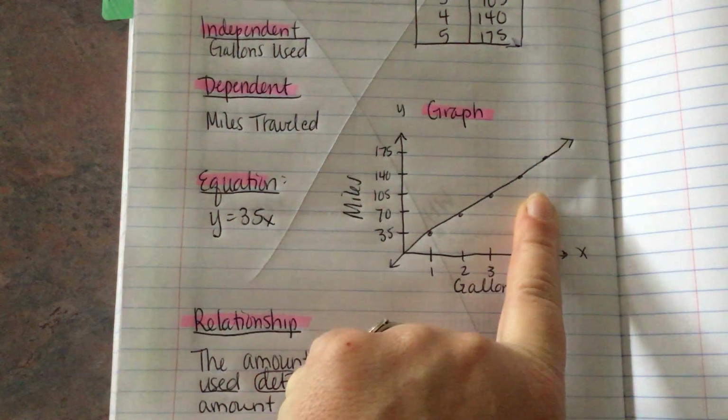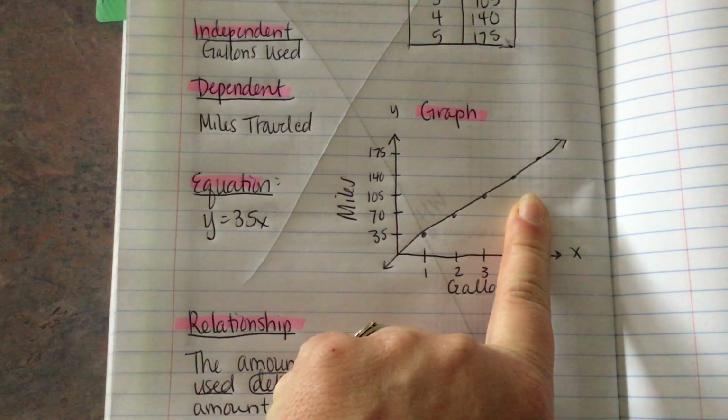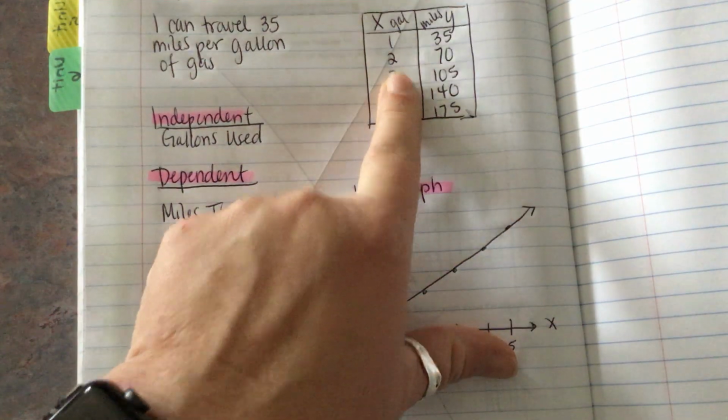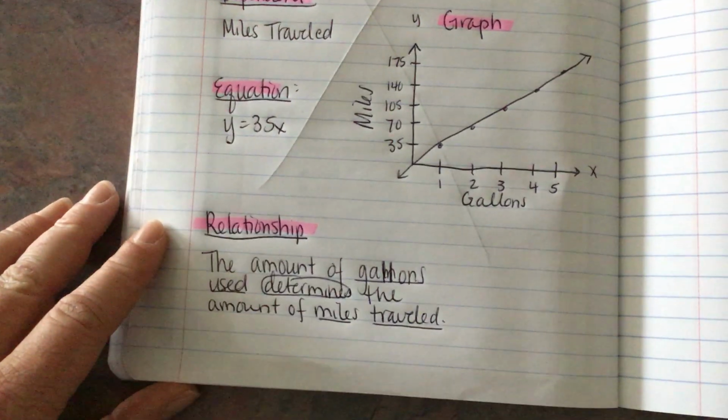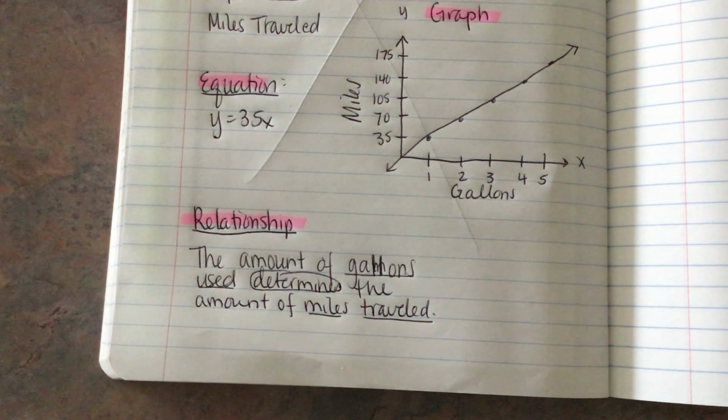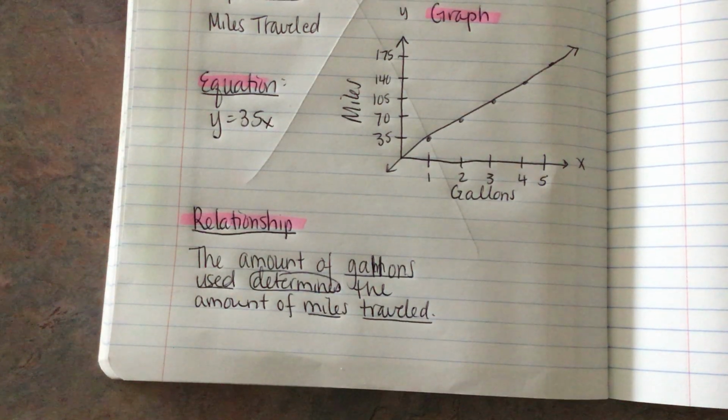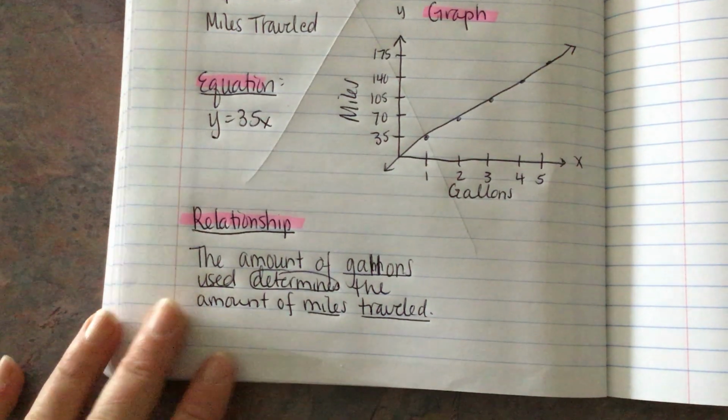Where did I get these points from? Where did the points come from, Lauren? Came from the table. And then the last thing is the relationship. So the amount of gallons used determines the amount of miles traveled. You must use the word determine when you write your relationship.